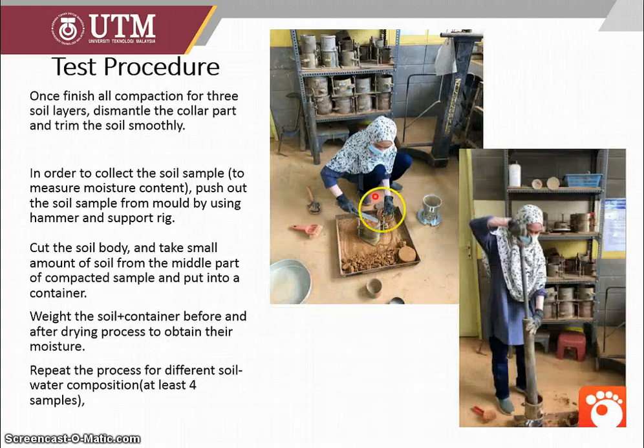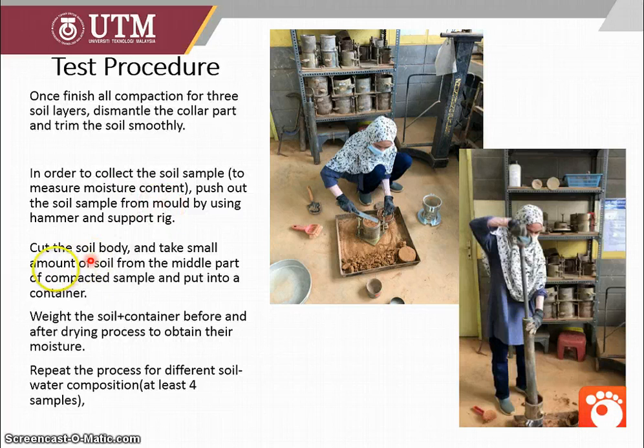And after the compaction process finishes, we have to pull out the collar and trim the soil, so we can have a weight of wet soil sample. And after that, because we want to take the soil sample from the middle of the soil compaction, we need to push the soil out from the mold by using the rig as a support, and we push hard and push the soil out.